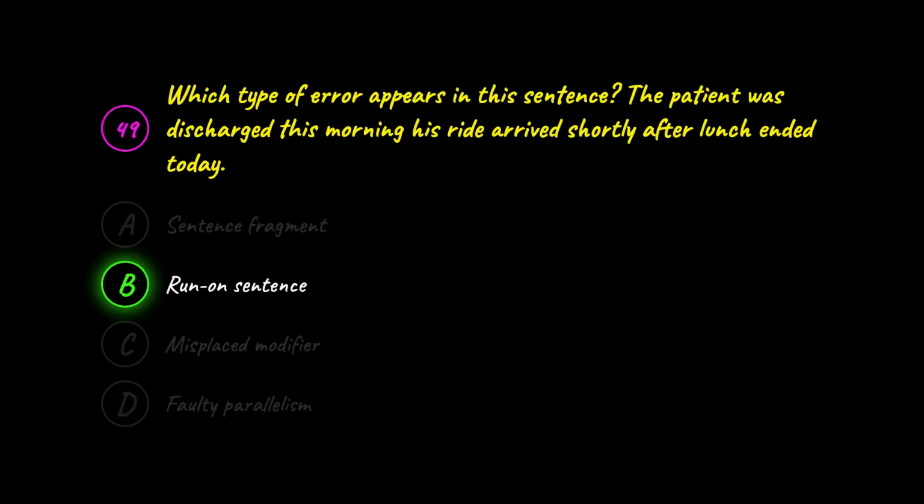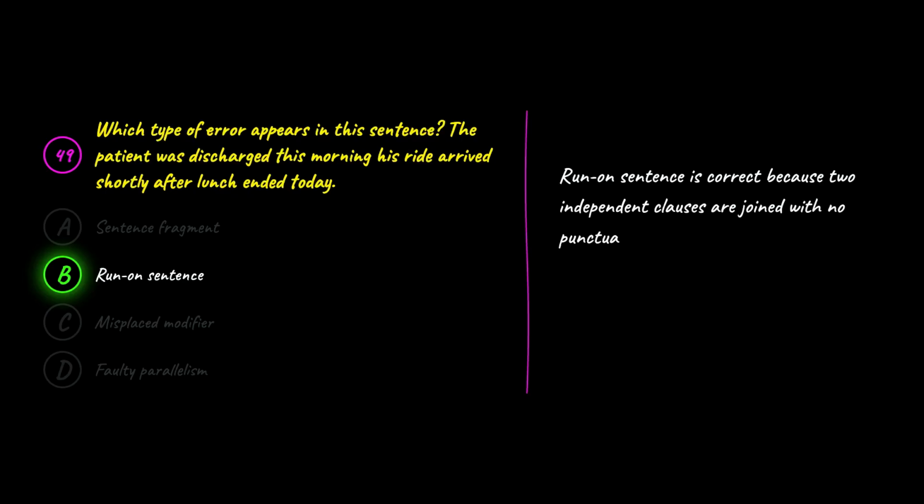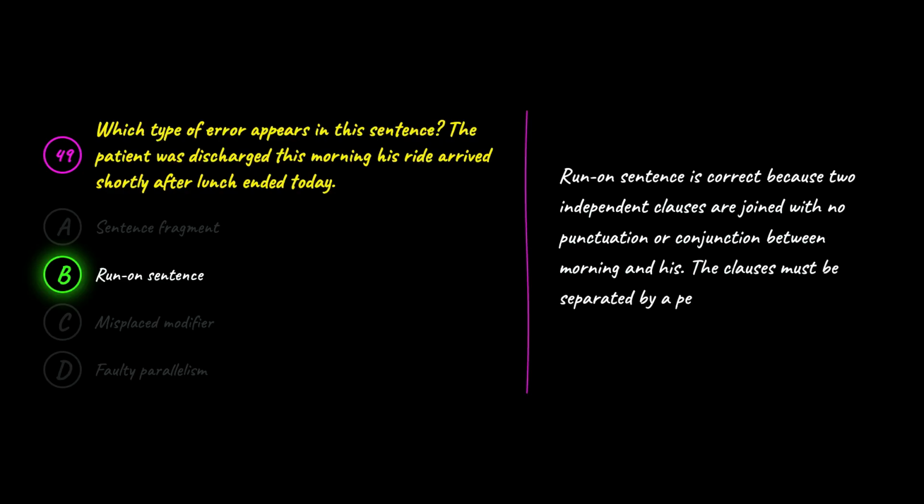The correct answer is B. Run-on sentence. B is correct because two independent clauses are joined with no punctuation or conjunction between "morning" and "his." The clauses must be separated by a period, semicolon, or comma plus conjunction word.